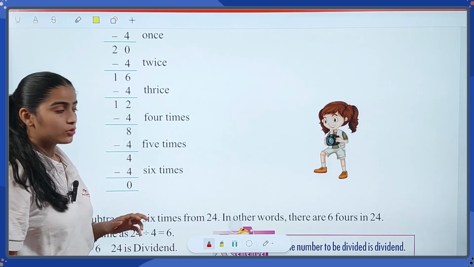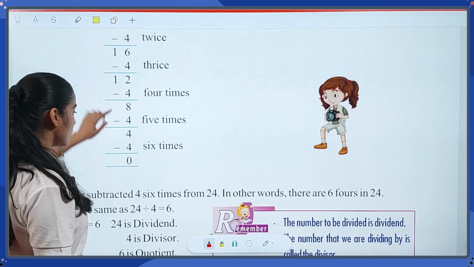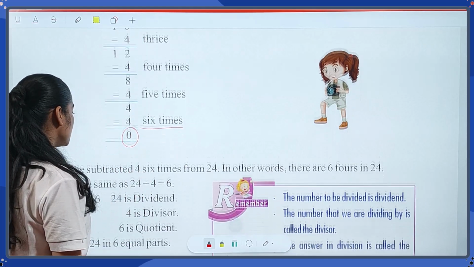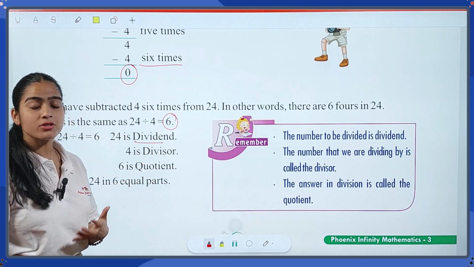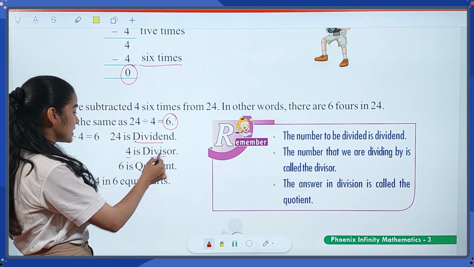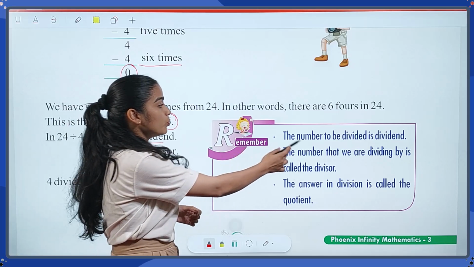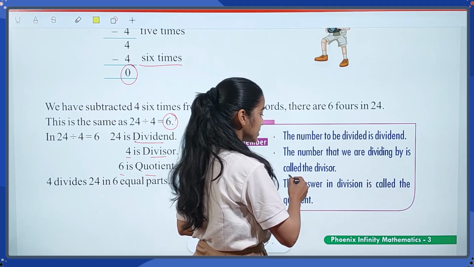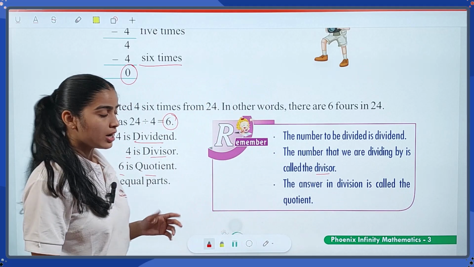So what we have to do is subtract till we get 0. We get 0 at the 6th time. Now we have the parts of division. 24 is called the dividend, 4 is the divisor, and 6 is the quotient. So we have a total of 3 parts. The number to be divided is the dividend. The number that we are dividing by is called the divisor, and the answer in division is called the quotient.